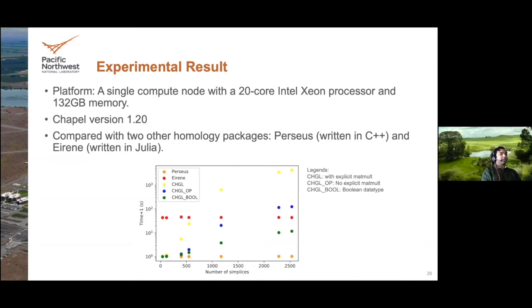So as we eliminated that, our performance improved significantly, and then going from that to Boolean data type improved it even more. And we are currently investigating how we can get on par with Perseus, which is implemented in C++. Right now the performance of our implementation falls in between Perseus and Irene, but we want to be on par with Perseus.